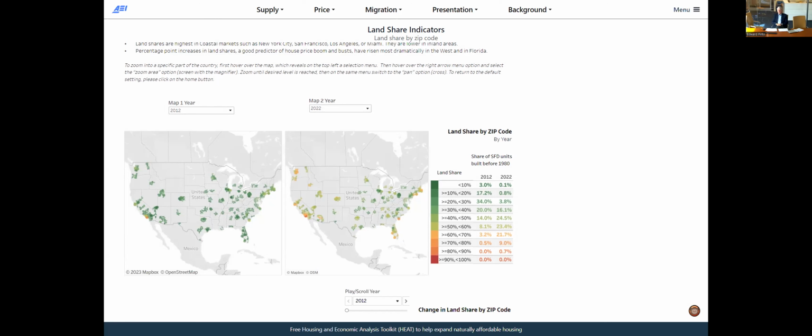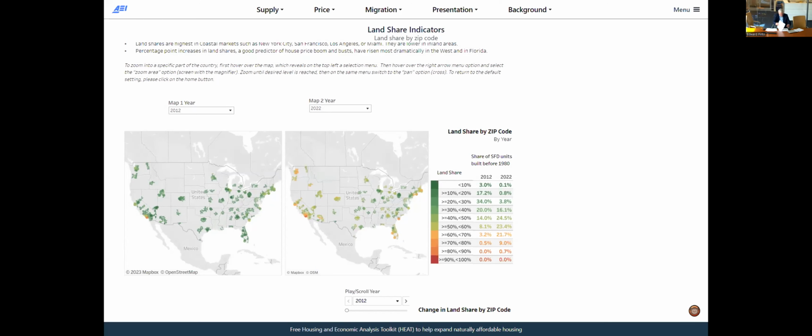And you can see in 2012, the magic point of 60% that Tobias talked about, only about 4% of all of the units were in zip codes that had land shares above 60% back in 2012. That has increased to over 30% in 2022.